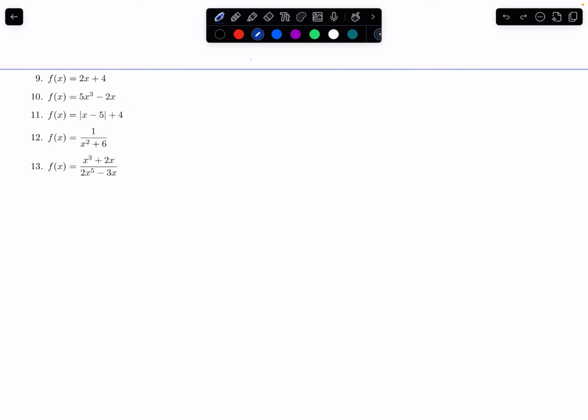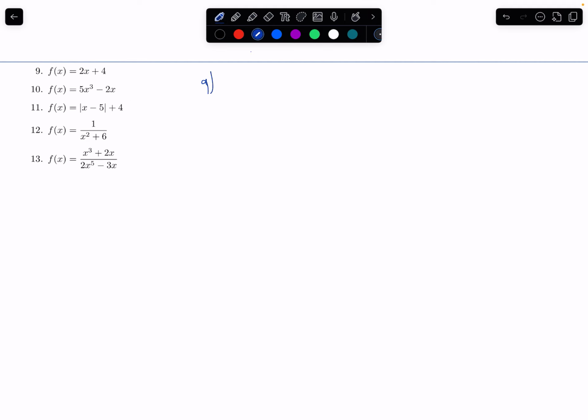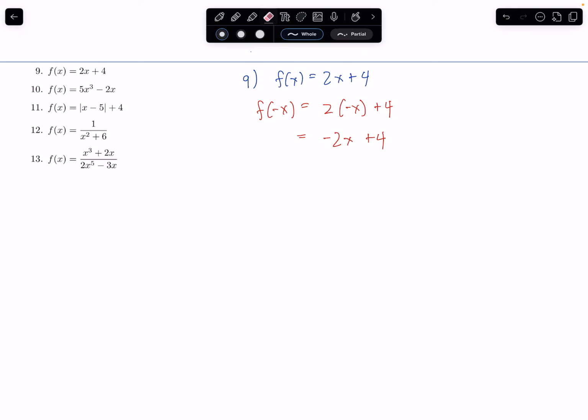Okay, so number 9. We got, oh, that's ugly. Try again. Number 9, f of x equals 2x plus 4. Let's check f of negative x. Well, let's do our checks in red. So f of negative x is going to be 2 times, remember, keep it in parentheses, negative x plus 4. That's negative 2x plus 4.